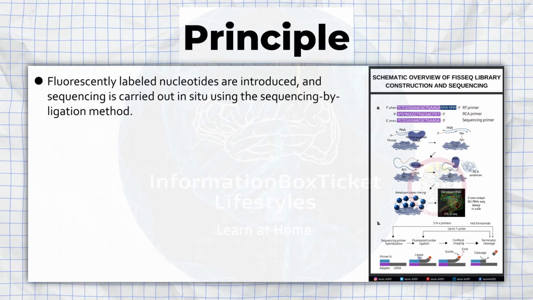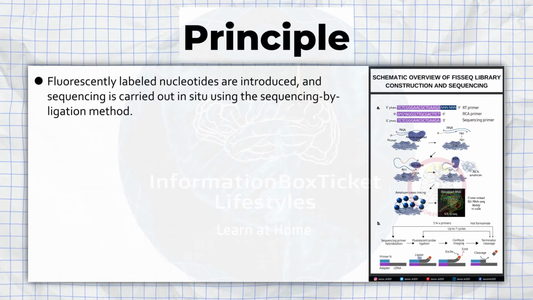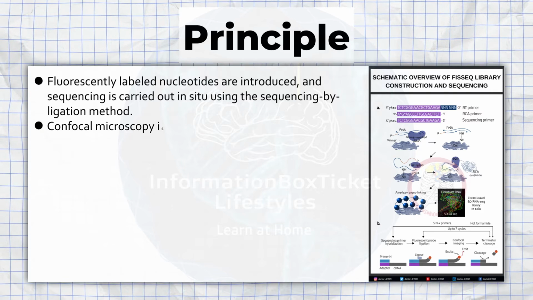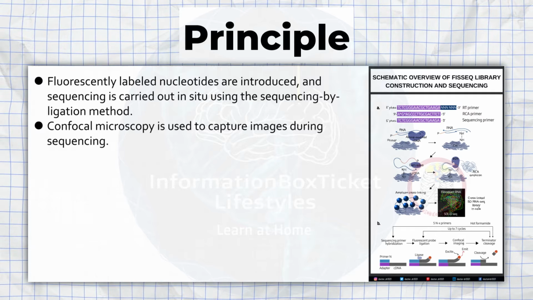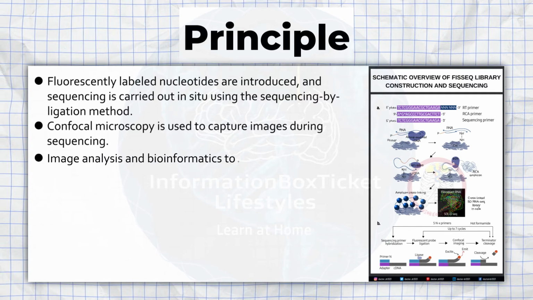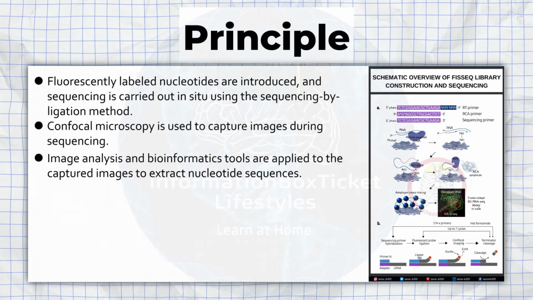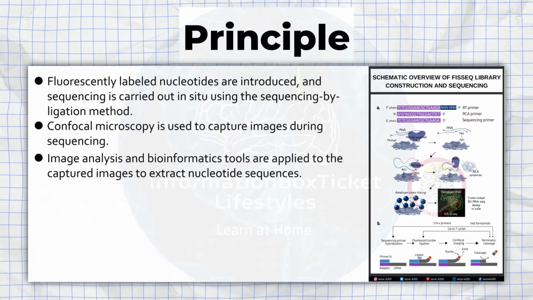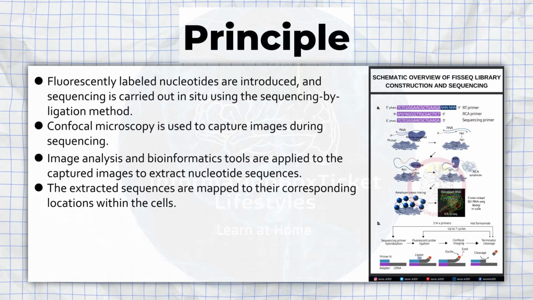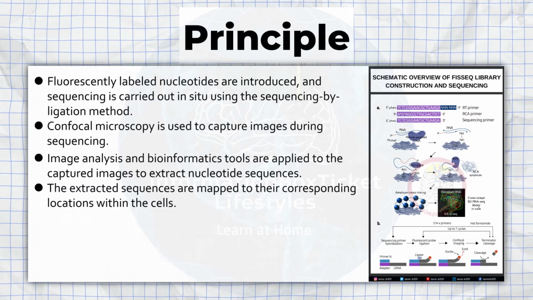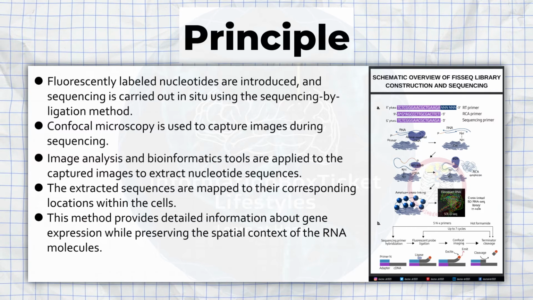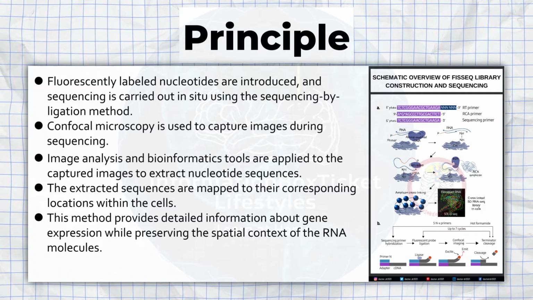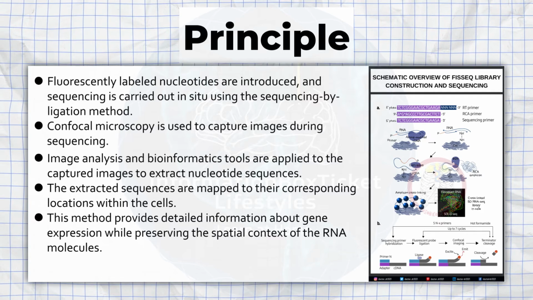Fluorescently labeled nucleotides are introduced, and sequencing is carried out in situ using the sequencing by ligation method. Confocal microscopy is used to capture images during sequencing. Image analysis and bioinformatics tools are applied to the captured images to extract nucleotide sequences. The extracted sequences are mapped to their corresponding locations within the cells. This method provides detailed information about gene expression while preserving the spatial context of the RNA molecules.